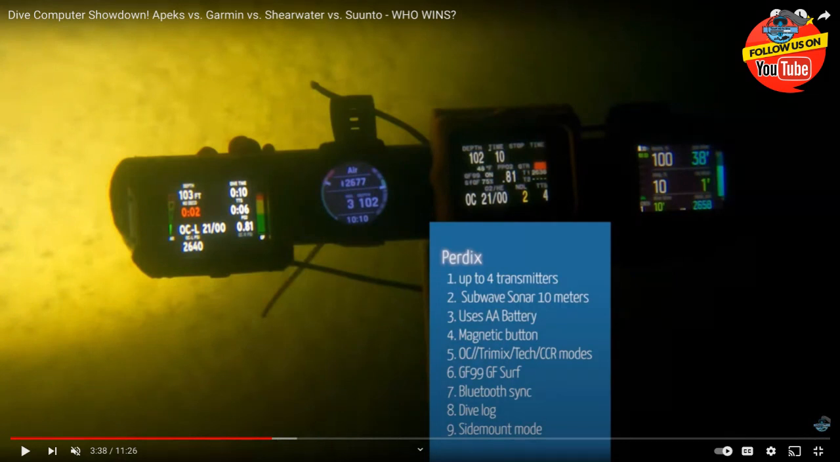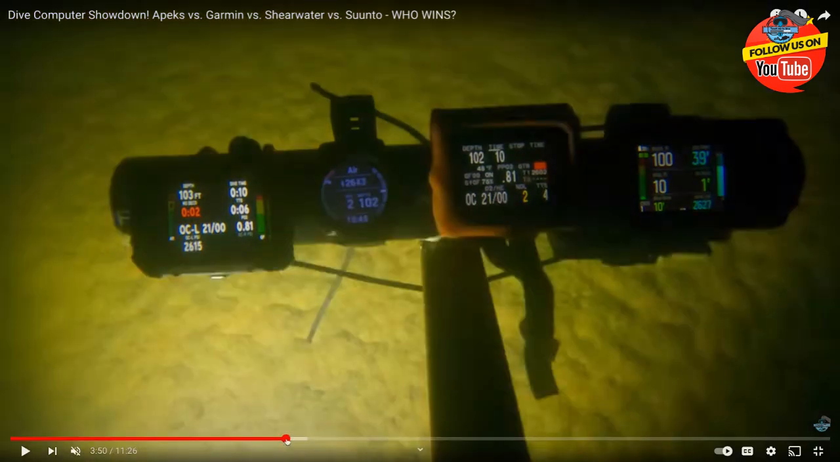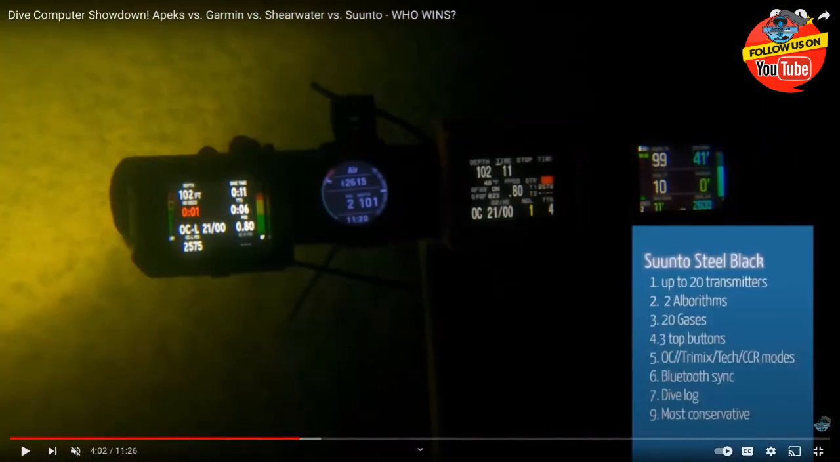Now, interestingly, gradient factor 99 is where I'm at right now at depth. And it says on, which means I'm still on-gassing. Okay. So now we're at 2 minutes. There we go, 1 minute, and we're at 82%. Still on-gassing, though. And you can see that the Suunto has 0 minutes. The Garmin's 2 minutes. The Apex is 1 minute.